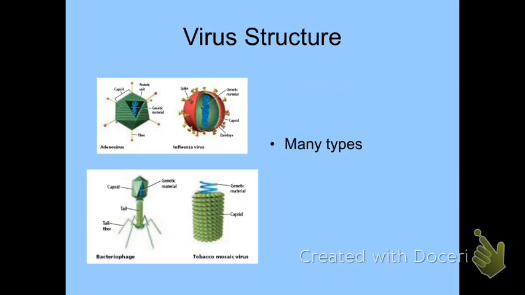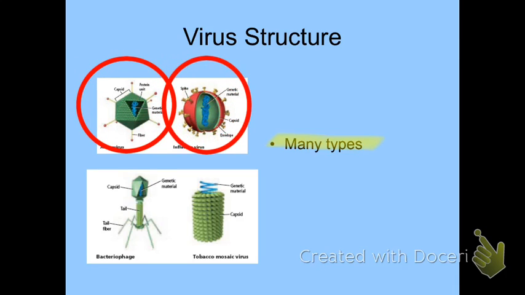Those are confused quite a bit. Virus structure: there are many varieties. They're kind of funky looking. This guy up here kind of looks like a satellite, what you would see. And this one as well, maybe an orange with little spikies coming out of it.